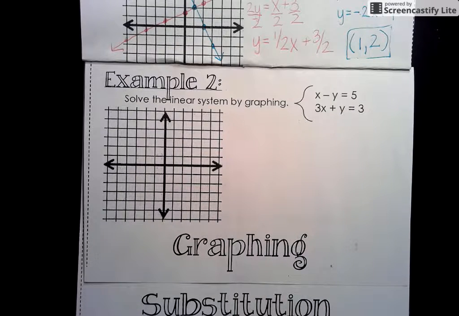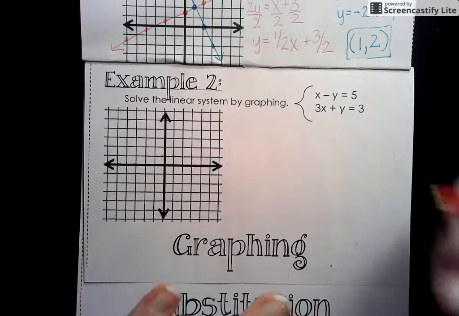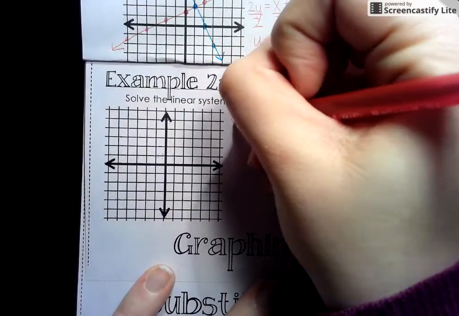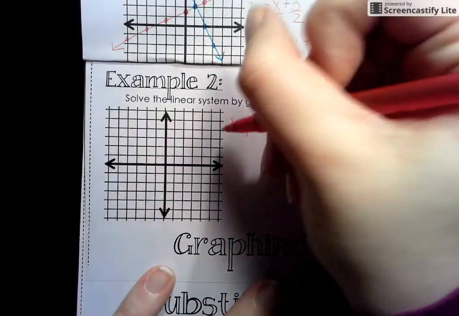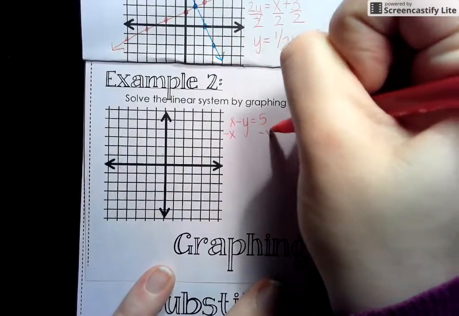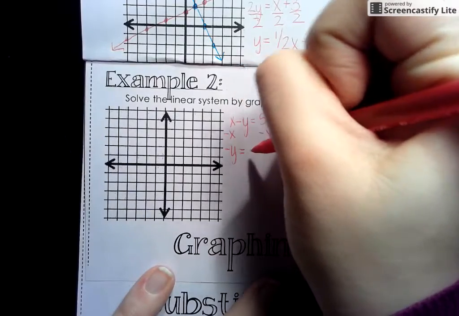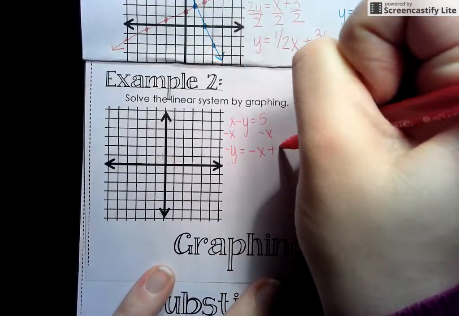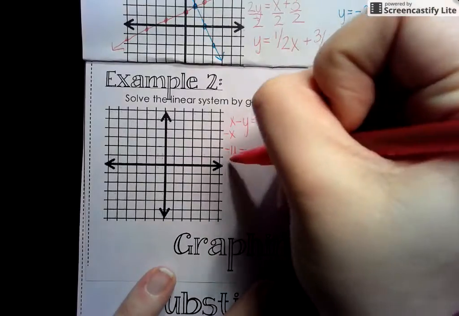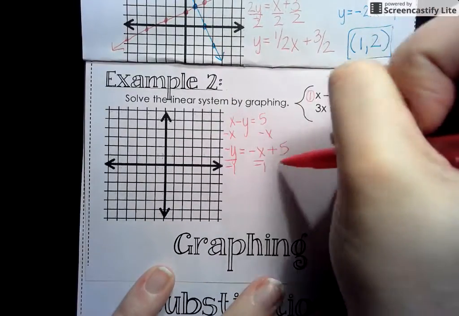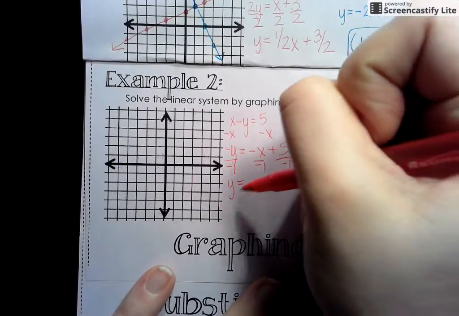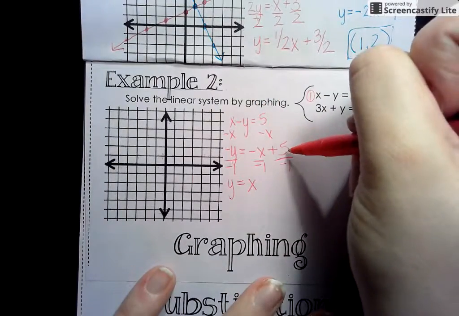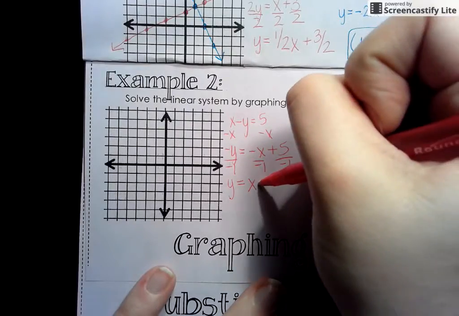So my next one, we want to do the same thing. We want to get them into y equals mx plus b first. So I'm going to take my first equation and rewrite it. I have x minus y equals 5. I want to get y by itself, so I'm going to subtract x on both sides. So I have a negative y equals negative x plus 5. How I get that y by itself is I'm going to divide each term by negative 1. And I have y equals, a negative divided by a negative is going to give me a positive x, and a positive 5 divided by a negative 1 is a negative 5.